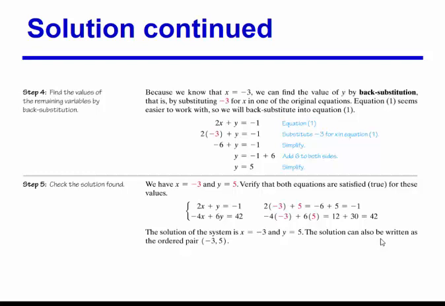So the potential solution to the system in this case is negative 3, 5, the ordered pair negative 3, 5. So what we do is, since we know that it works in equation 1, we verify it in equation 2, and then if it solves both equations, we get a true statement, and the solution to the system in this example will be negative 3, 5.